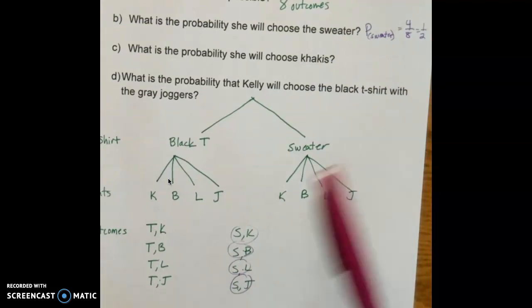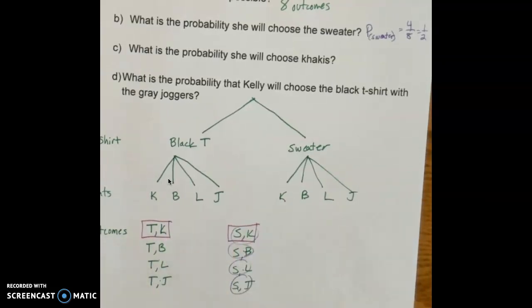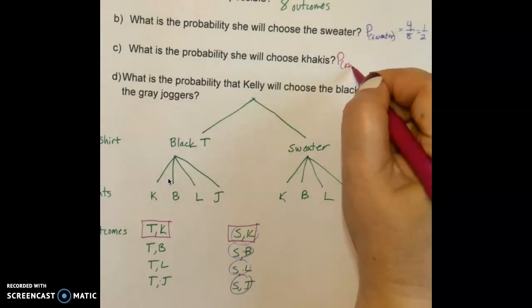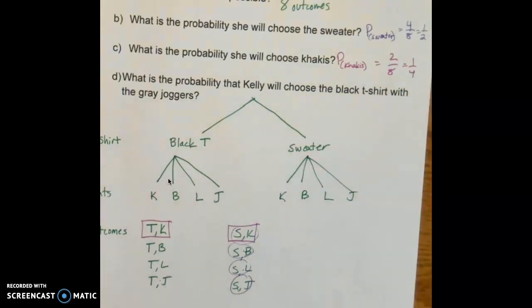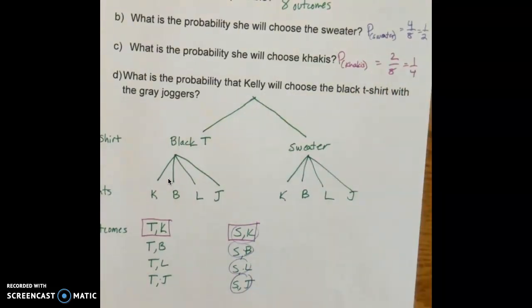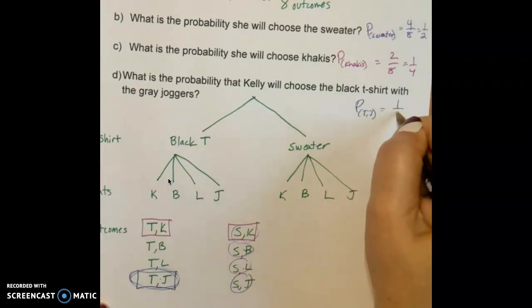Okay, part C says, what's the probability she's going to choose khakis? This outfit had khakis, and this outfit had khakis. So the probability of khakis is equal to 2 out of 8, or 1/4. Now, last but not least, what is the probability that Kelly's going to choose the black t-shirt with the gray joggers? Okay, so the black t-shirt with the gray joggers, there's only one way that can happen, and that is right here. So probability of that particular outfit, t-shirt with joggers, is equal to 1/8.